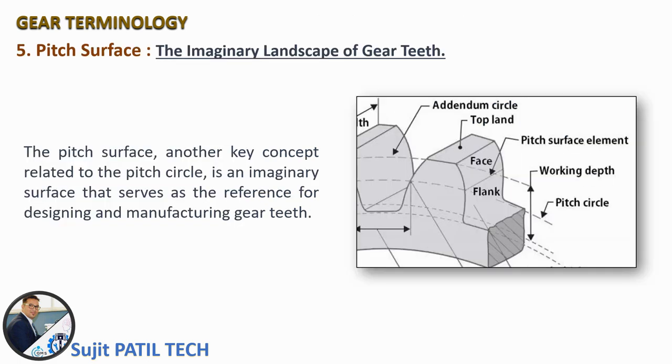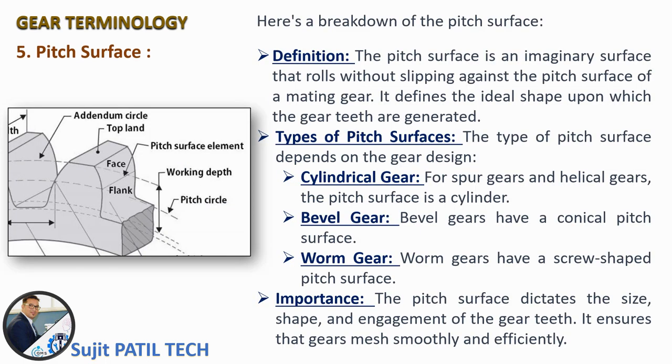5. Pitch surface. The imaginary landscape of gear teeth. The pitch surface, another key concept related to the pitch circle, is an imaginary surface that serves as the reference for designing and manufacturing gear teeth. Here's a breakdown of the pitch surface. Definition: the pitch surface is an imaginary surface that rolls without slipping against the pitch surface of a mating gear. It defines the ideal shape upon which the gear teeth are generated.